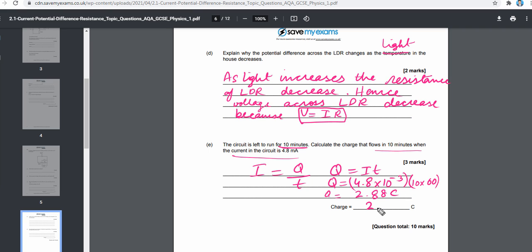So 2.88 coulomb is the answer for this question. Now we have to write this answer up to two significant figures, because these values have been given in two significant figures. If you can see over here, it's 4.8. So 4 is the first significant figure, 8 is the second significant figure. So our answer should also be in two significant figures. So 2 is the first significant figure and 9 is the second. So the charge will be equal to 2.9 coulomb. So this is it for this whole topic of electricity with the exam question. Thank you.